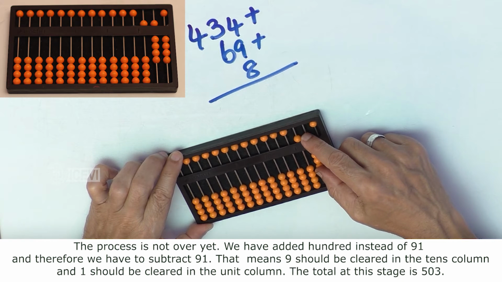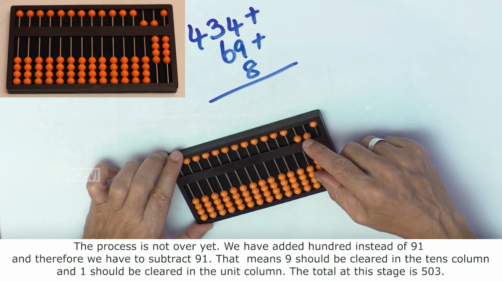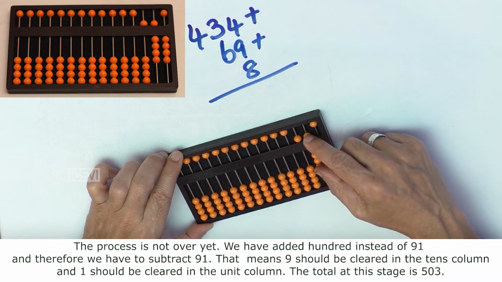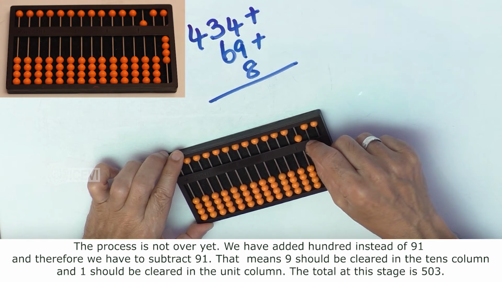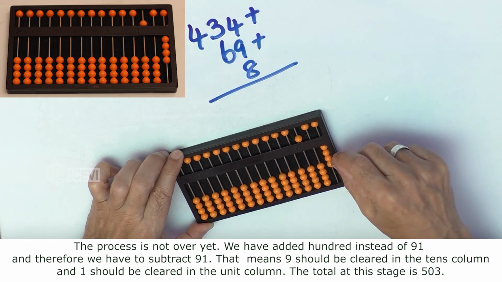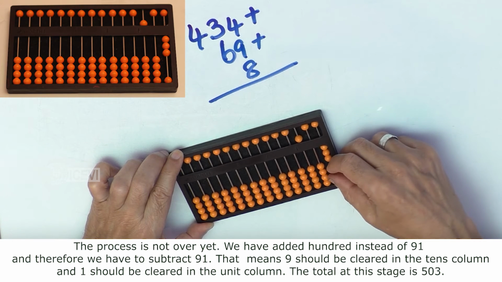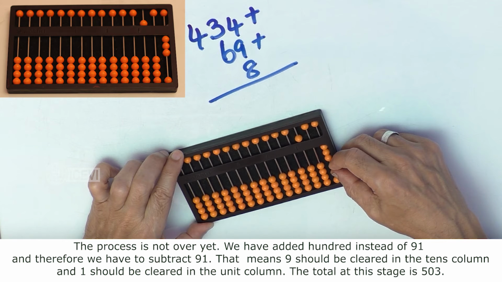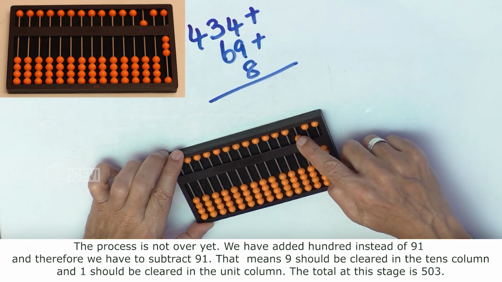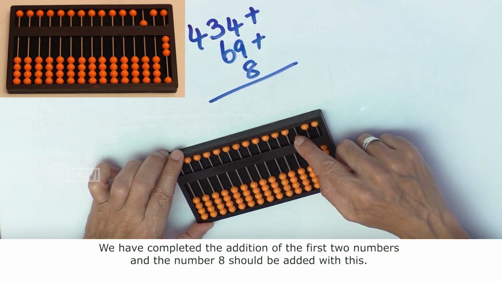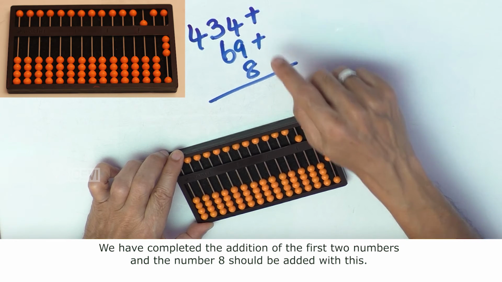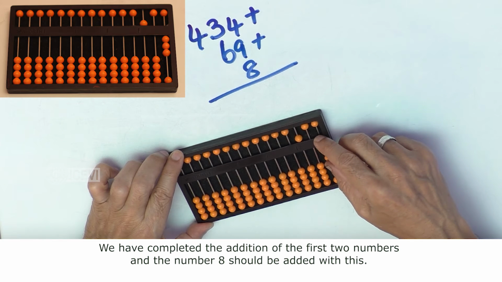The process is not over yet. We have added 100 instead of 91 and therefore we have to subtract 91. That means 9 should be cleared in the tens column and 1 should be cleared in the units column. Now the total at this stage is 503. We have completed the addition of the first two numbers and the number 8 should be added with this.